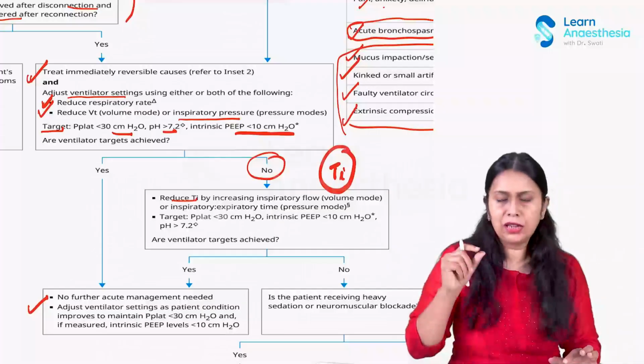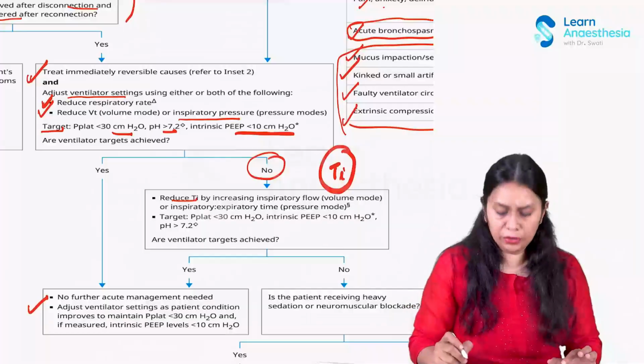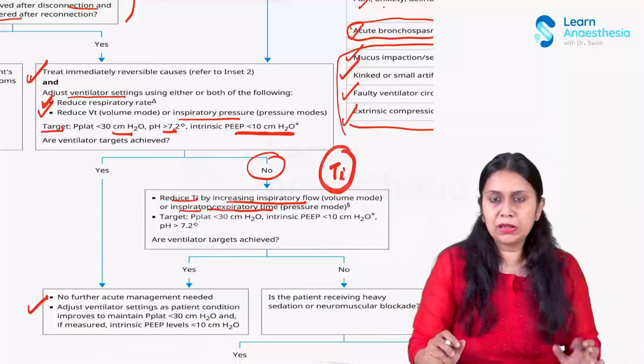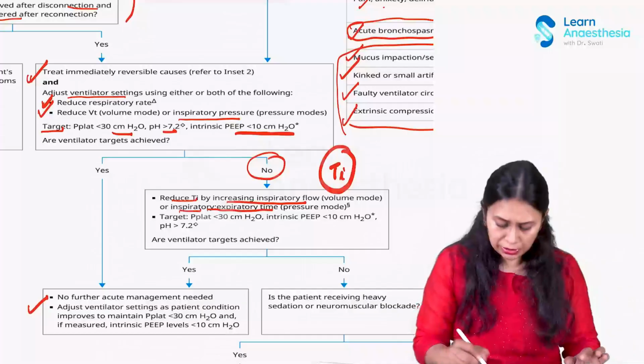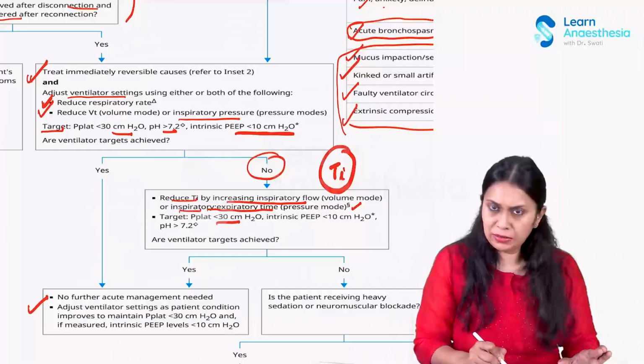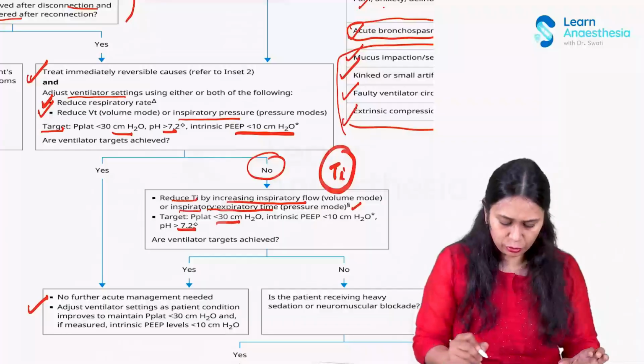That is the time in which the inspiratory flow is given to the patient, right? By increasing the inspiratory flow in volume mode, or by changing the inspiratory expiratory ratio in pressure mode. The target is again plateau pressure less than 30, and pH should be above 7.2.